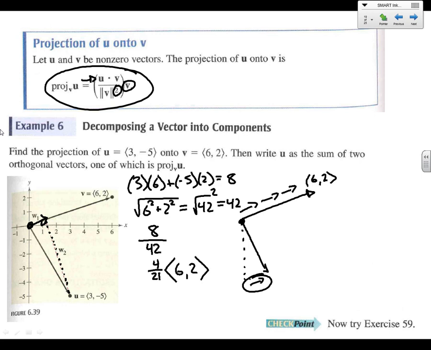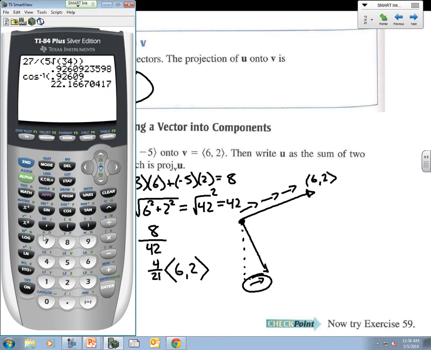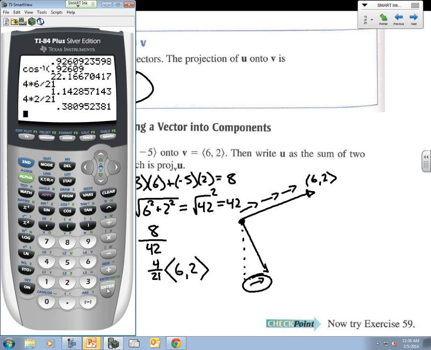All right, so how much did this help us? Let's just do the calculator real quick. 4 times 6 divided by 21, and 4 times 2 divided by 21. So 1.14 and 0.38.